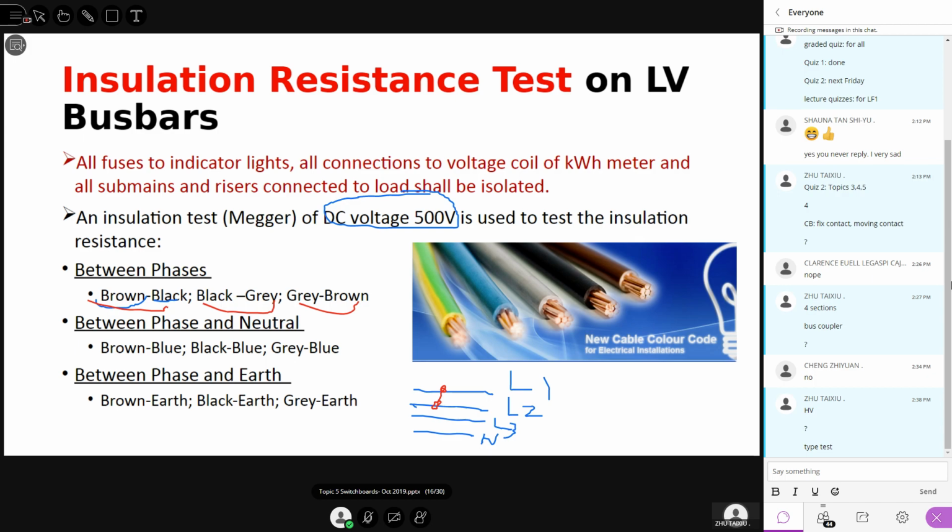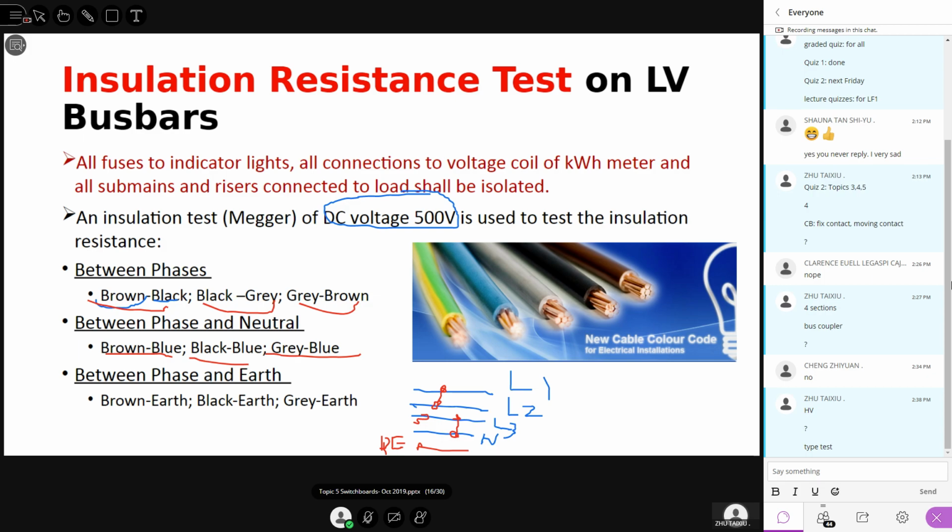For example, here now you also have to check between the neutral, this resistance, how much is it? So you have different combination of brown, blue. Blue is the neutral, black, blue, and the gray, blue, right? And also between phase and the earth. Remember, there is another wire here. I should draw. Should be the earth. Now it is a different color. Okay, but usually we use this one, PE, protective earth. So you also have to check the impedance between the phase and the earth. Okay, so it means, for example, between here and here. Okay, so that's the insulation resistance test.